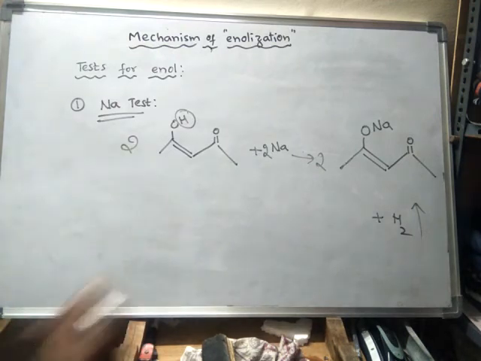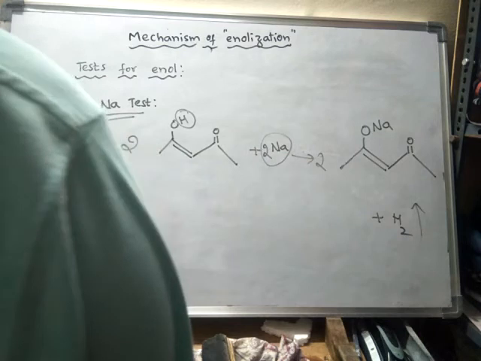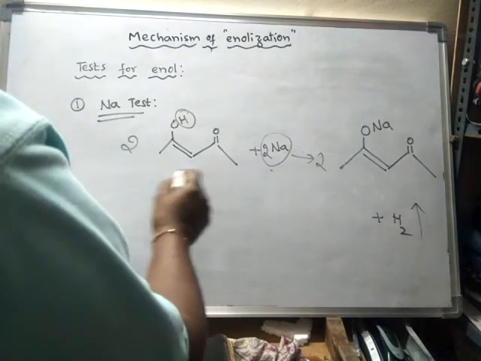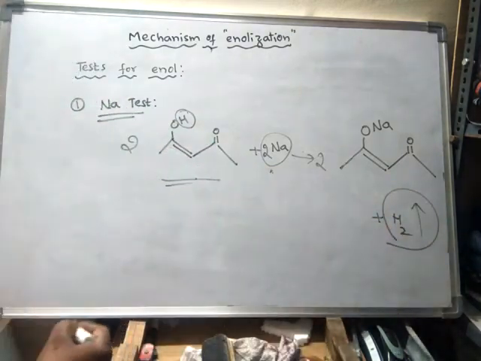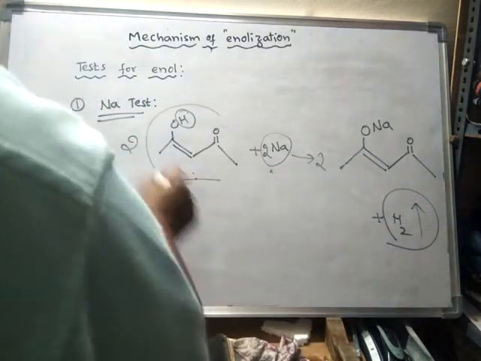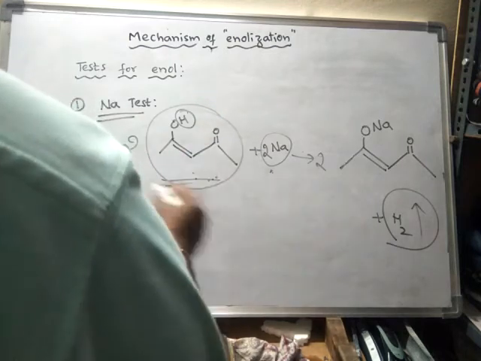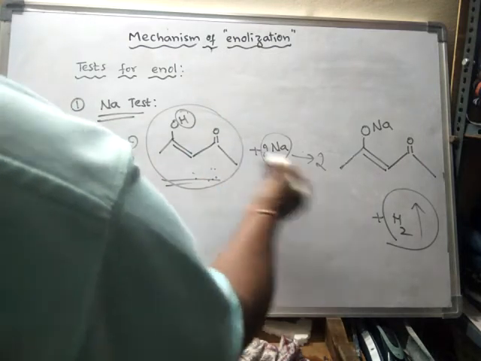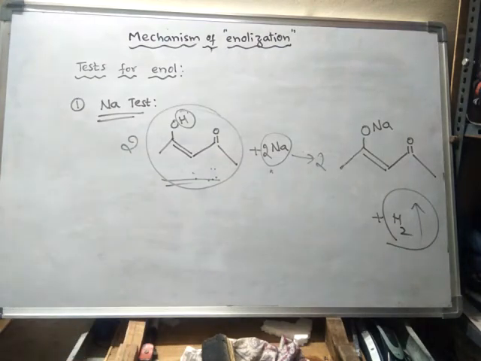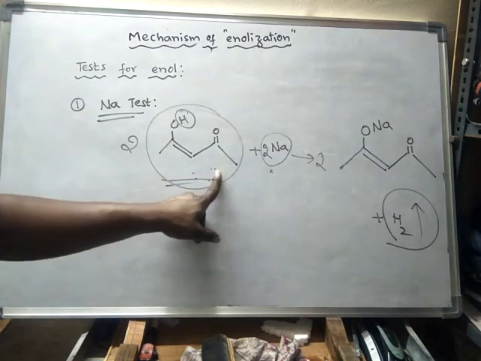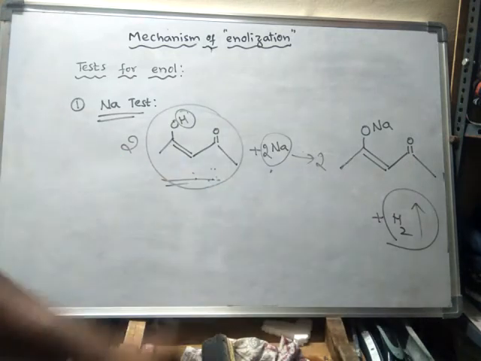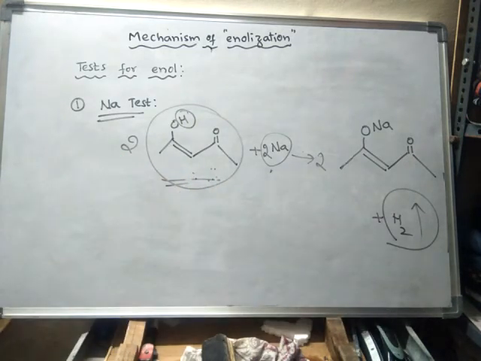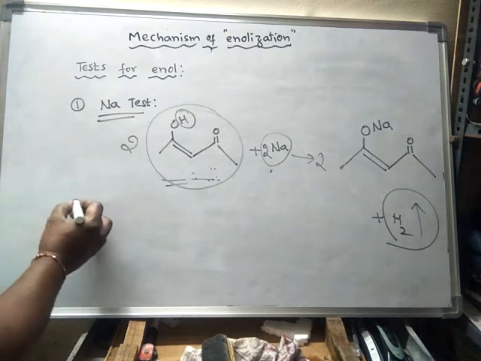So when sodium is added to enol, hydrogen gas is liberated. From this it is understood that the given substance is enol. If you add sodium and hydrogen gas is liberated, it is enol. If hydrogen is not liberated, then this substance is not enol.